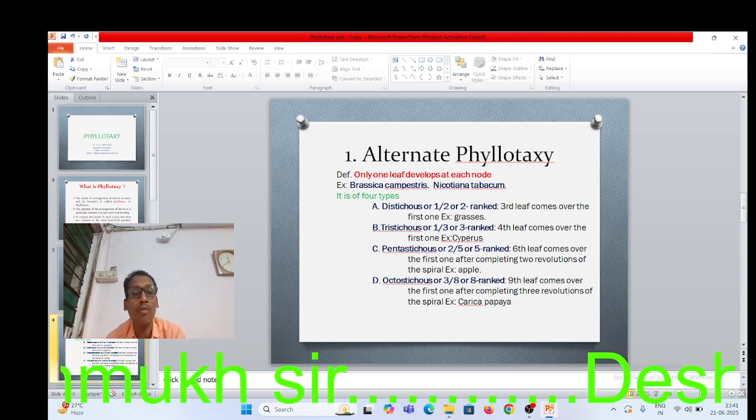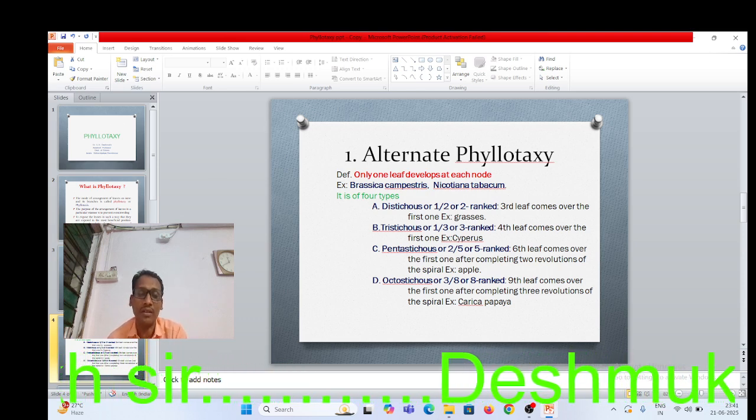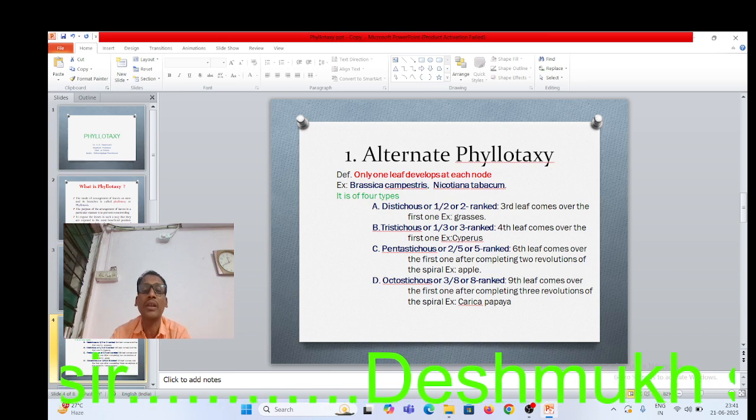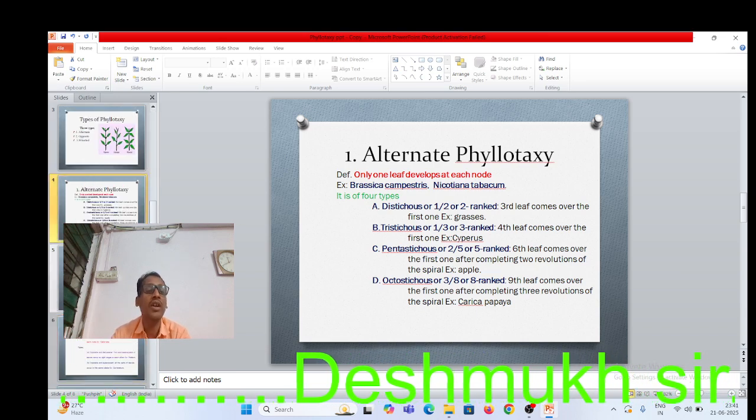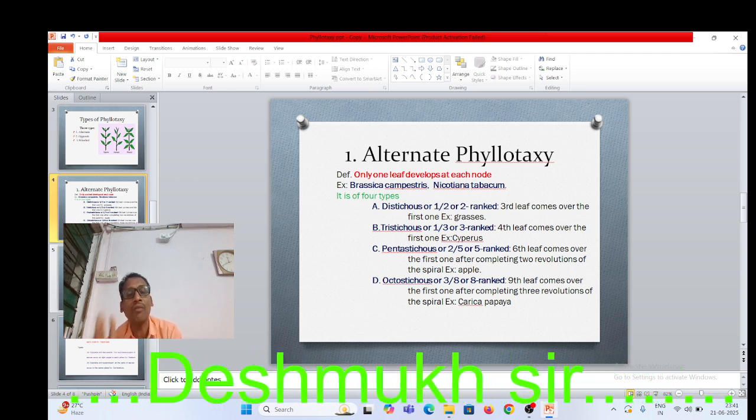The ninth leaf comes over the first one after the completed three revolutions of the spiral, and the best example is nothing but Carica papaya. So in this way, you can find that in case of alternate phyllotaxy there are 4 different types.